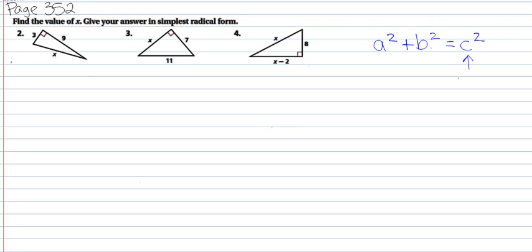The c always represents the hypotenuse, which is the longest side of a right triangle, or it's the side opposite the 90-degree angle, either way you want to look at it. A and b are always the legs.